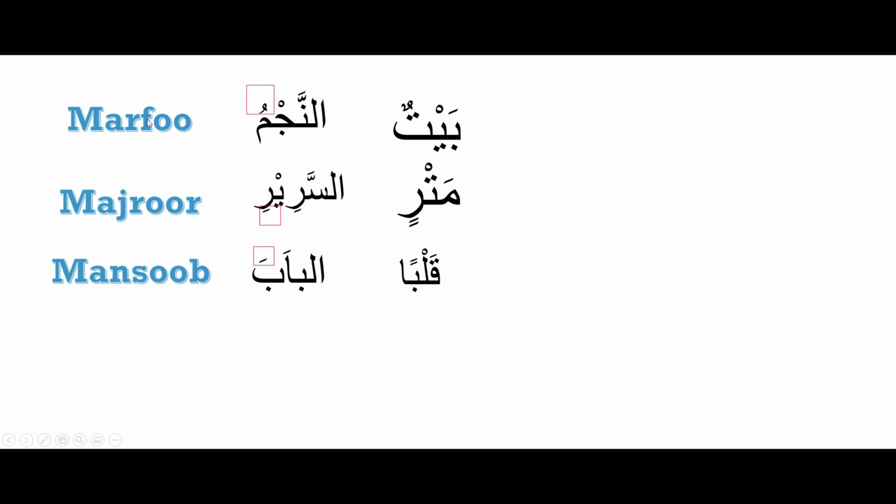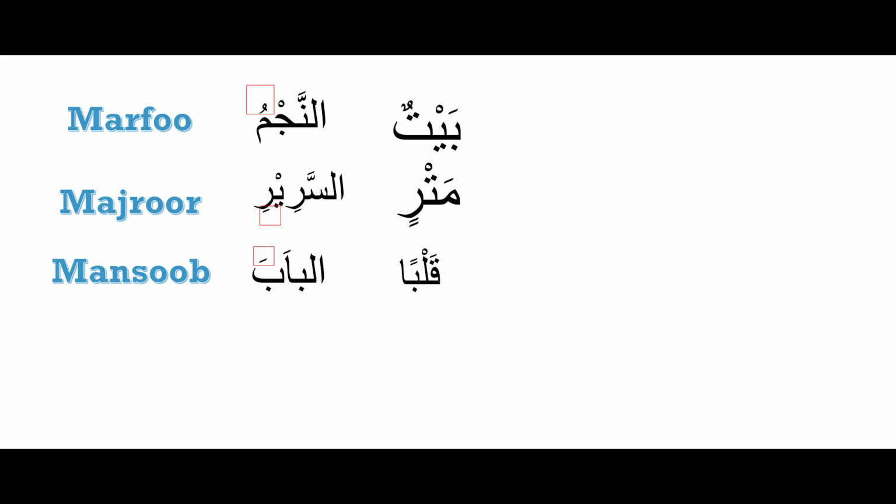Again, as-sariri, the bed, I see e, so this is majrur. And al-baba, door, so it is mansub. So the point I want you all to notice here is the terms which we use to refer to these nouns: marfu, majrur, mansub, u, e, a. Okay. U, e, marfu, majrur, and mansub. So I'll be posting a link in the discussion box, and that will help you memorize these terms.